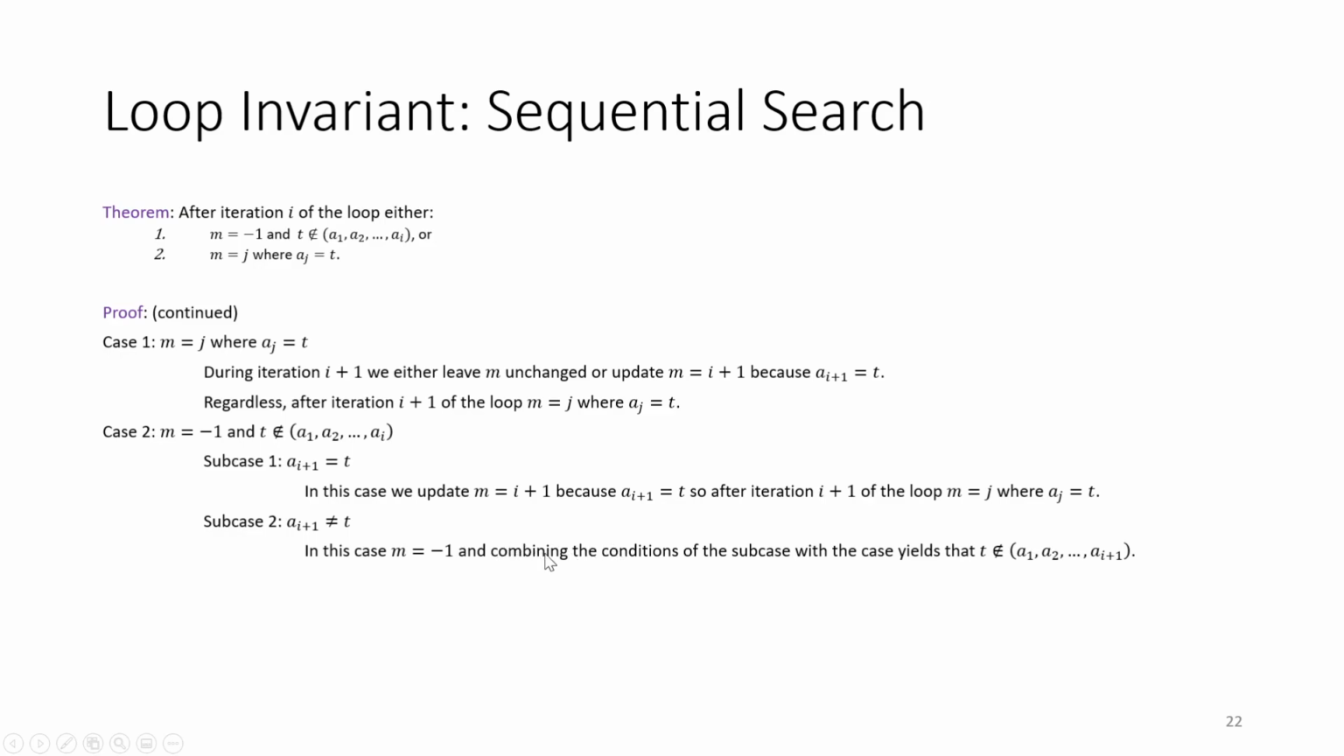And then here I say combining the conditions of the subcase with the case. What am I saying here? I'm saying in the case we already know that t is not a1 up to ai. Because of the subcase, we know t is not equal to a(i+1). So putting those together, I can restate that now t is not an element of a1 up to a(i+1).